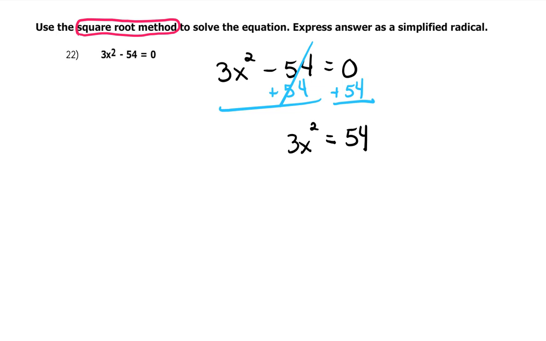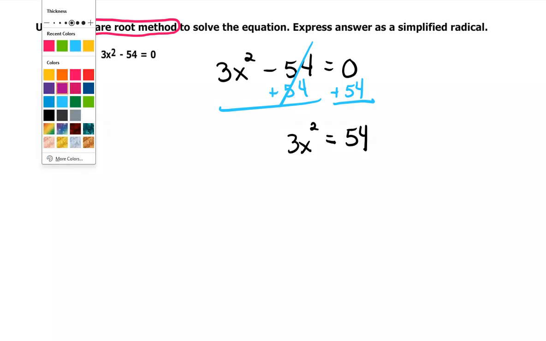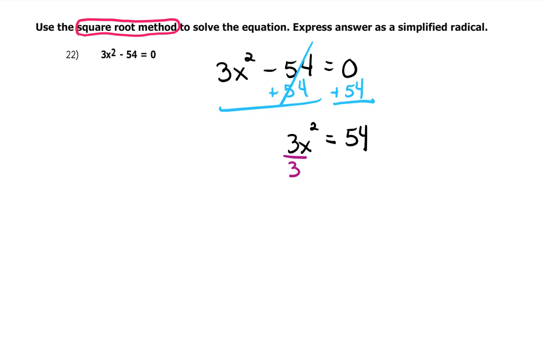And now I am going to divide off the 3, because 3 times x squared, turn around and divide by 3, we'll just cancel the 3's to be a 1x squared. But what you do to one side, you got to do to the other. Let's see, 54 divided by 3, 3 goes into 5 one time, so 24, 18.